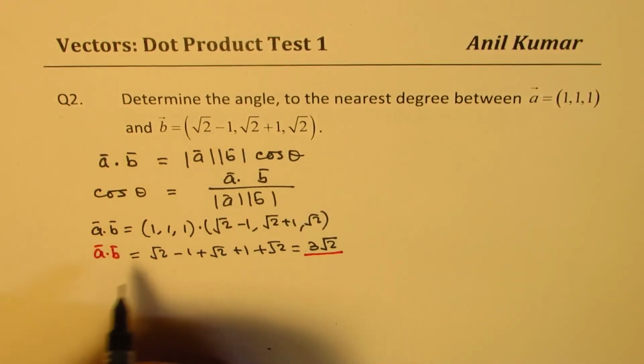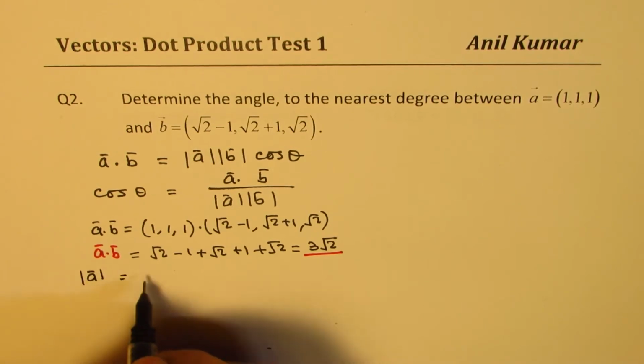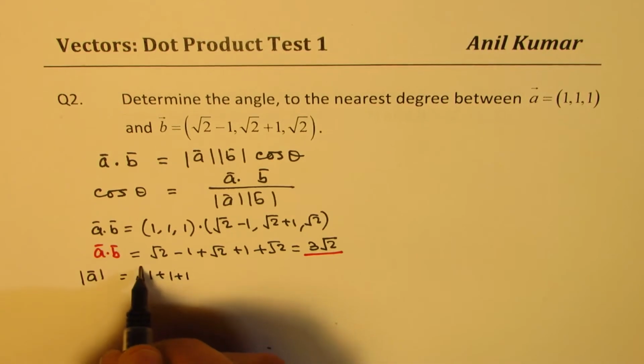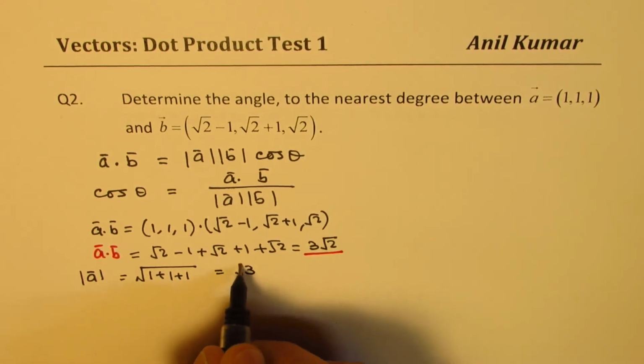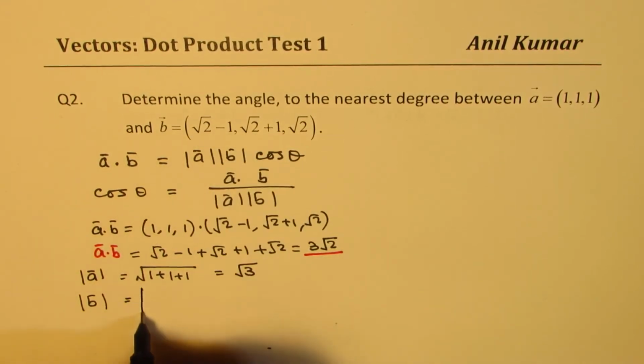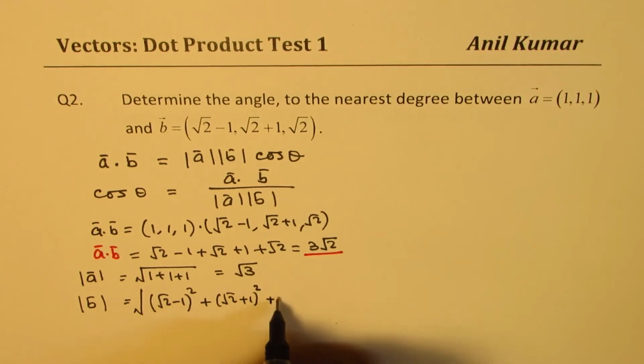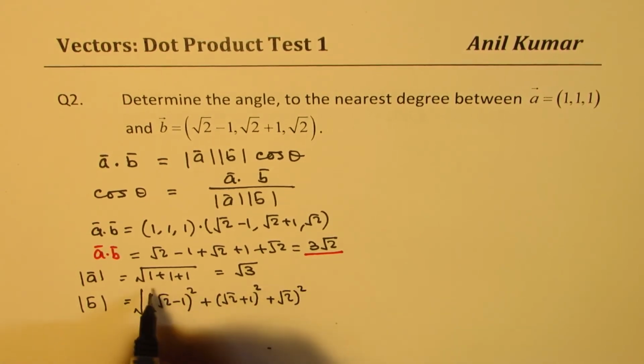So magnitude of vector A is square root of 1 square plus 1 square plus 1 square, which is square root of 3. And magnitude of vector B is, we have to square each one of them. So we have square root of (square root of 2 minus 1) whole square plus (square root of 2 plus 1) whole square plus (square root of 2) whole square, correct?